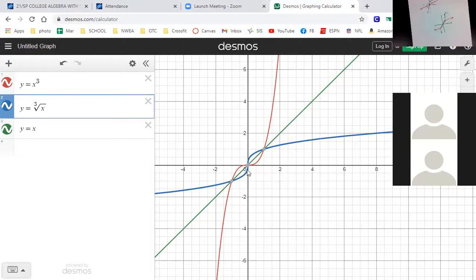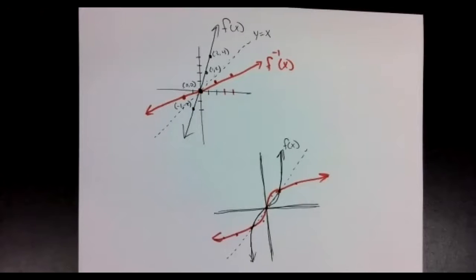So again, this red one represents the original function. So then this blue one represents the inverse. Again, it's reflected over the line y equals x. Okay, so given an original function, if you reflect it over that line, y equals x, or if you can find any coordinates and quite literally just flip-flop them.